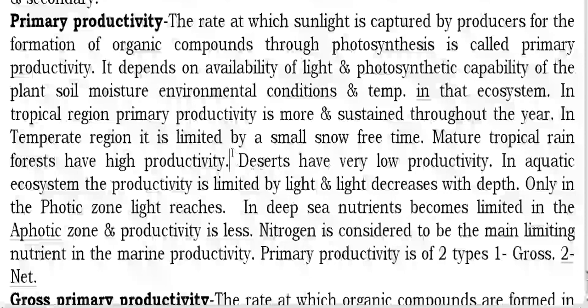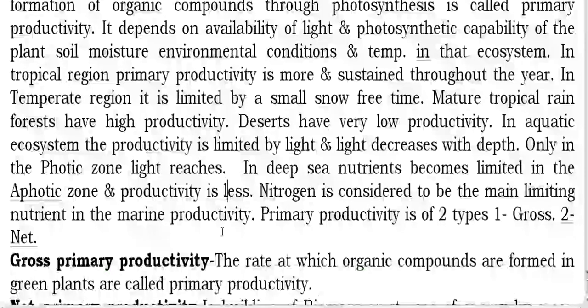Desert has very little productivity, while terrestrial and aquatic ecosystems have more productivity. In deep sea, nutrients become limited, so there is very little productivity. It is known as the aphotic zone because light cannot reach there. Nitrogen is considered to be the main limiting nutrient in marine productivity.